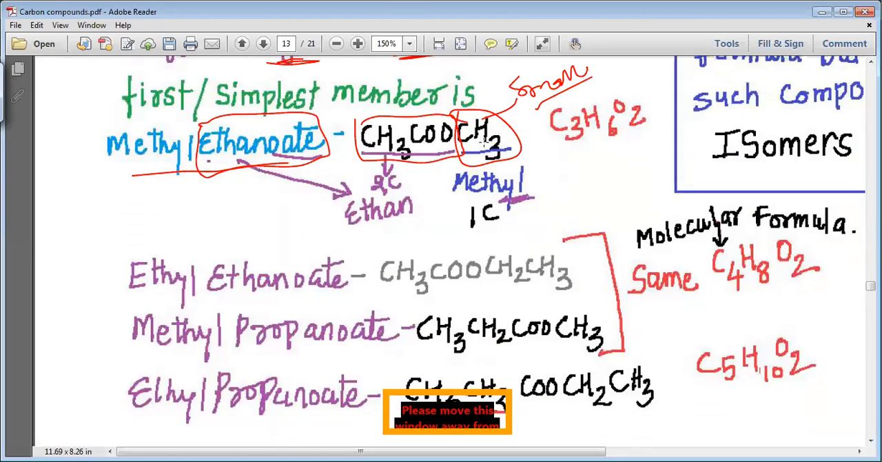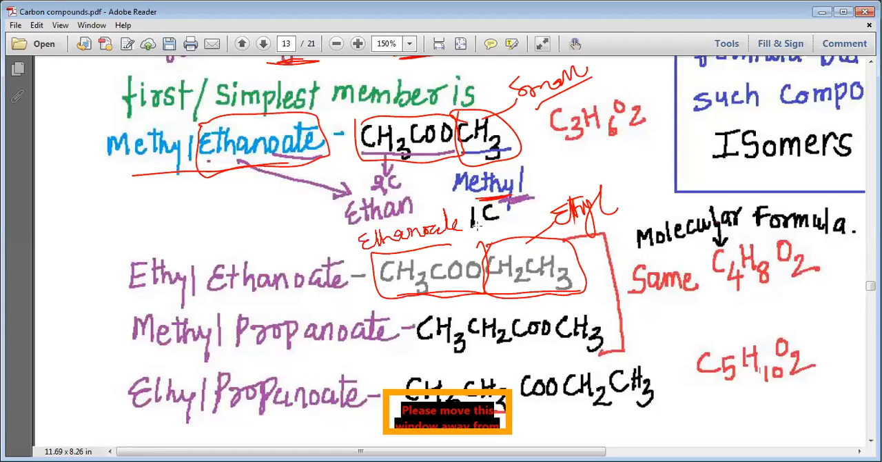So one carbon, that is methane, turns to be methyl, and this ethane with 2 carbon turns out to be ethanoate, and that is why the name of this compound is methyl ethanoate. Same way, my dear students, here you can see that this portion has got 2 carbon, this portion has also got 2 carbon, so it becomes ethyl, because 2 carbon, and this becomes ethanoate, and this is how you get this compound named ethyl ethanoate.